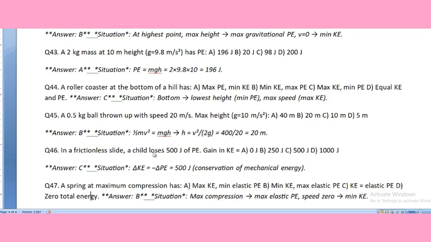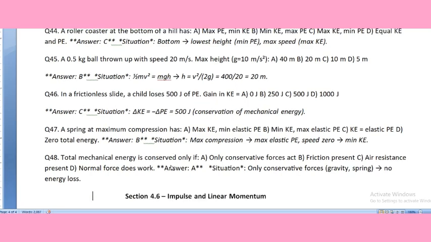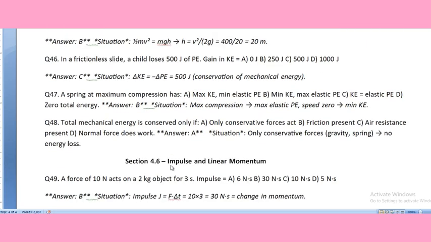The next question, question number 46. In a frictionless slide, a child loses 500 joules of potential energy. The gain in kinetic energy is equal to: choice A, 0 joule. Choice B, 250 joules. Choice C, 500 joules. Choice D, 1000 joules. From the given situation, the change in kinetic energy is equal to the negative of the change in potential energy, which is 500 joules, by conservation of what? Mechanical energy. Due to this, the correct answer is C. Next question.